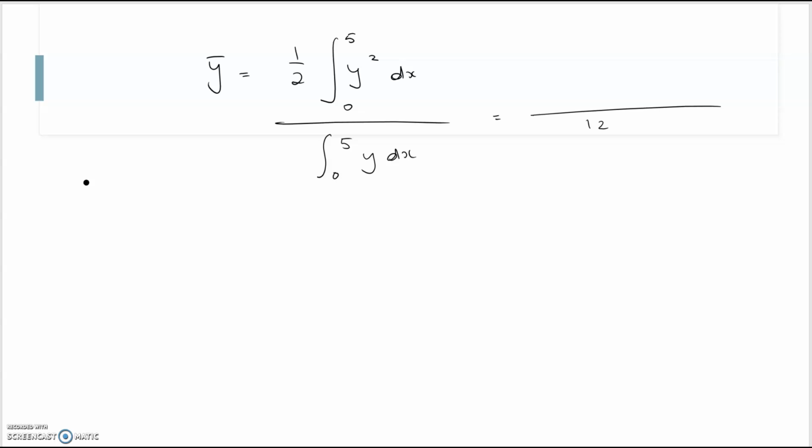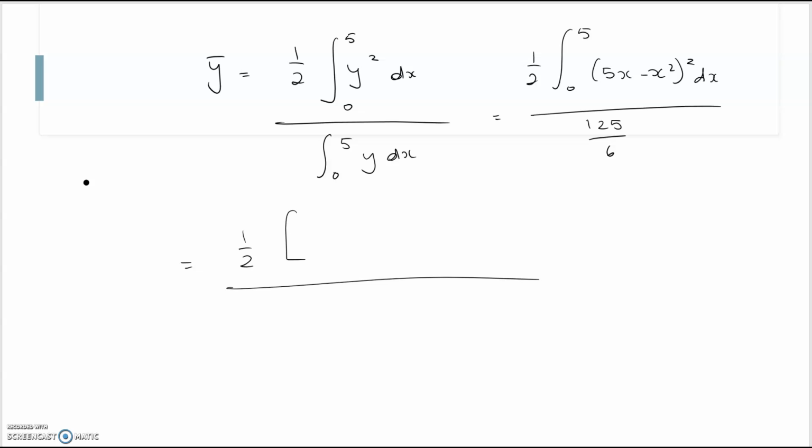Use the formula again to find the y coordinate of the centroid, remembering again that the bottom line you've already found, and take the top one out. You need to do a little bit of algebra for the top line because you've got to find the square of 5x minus x squared. So make sure you do that properly.